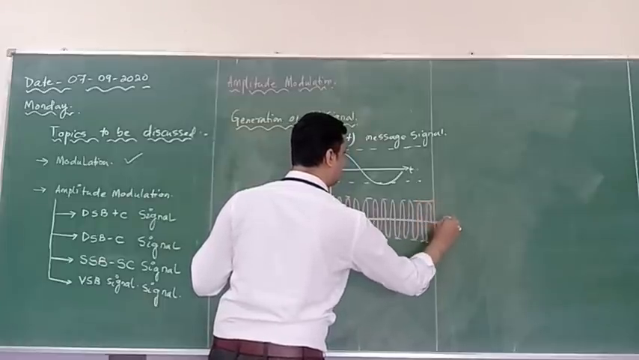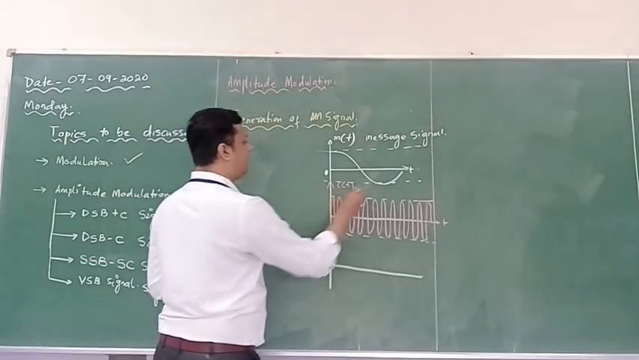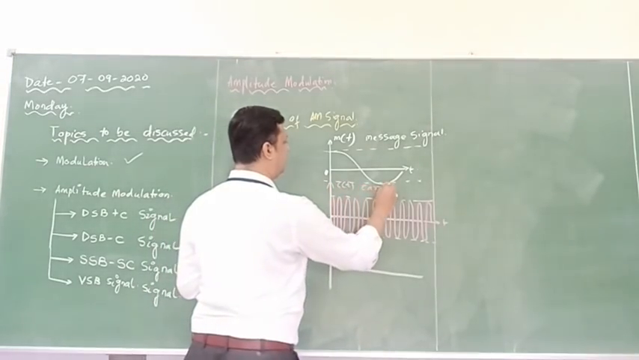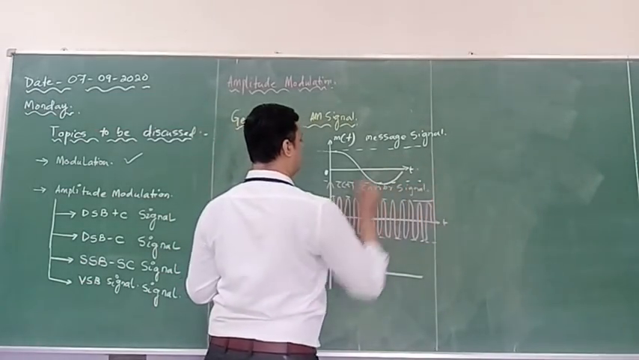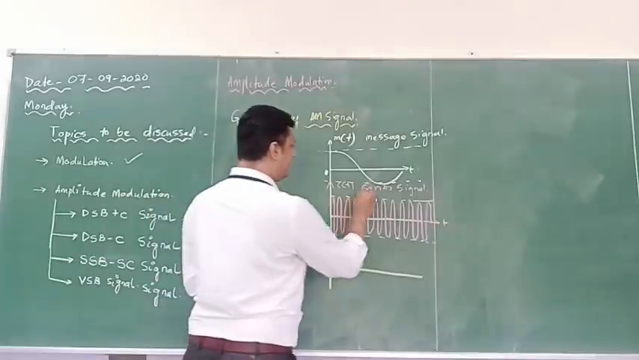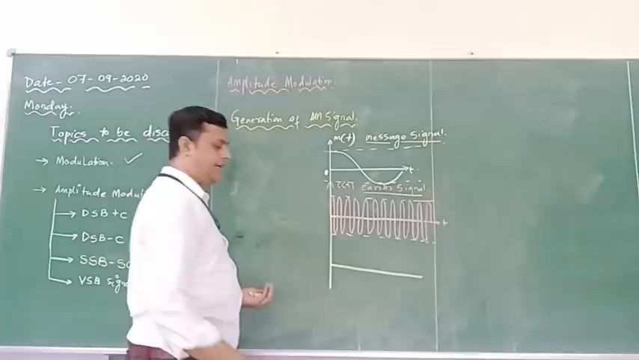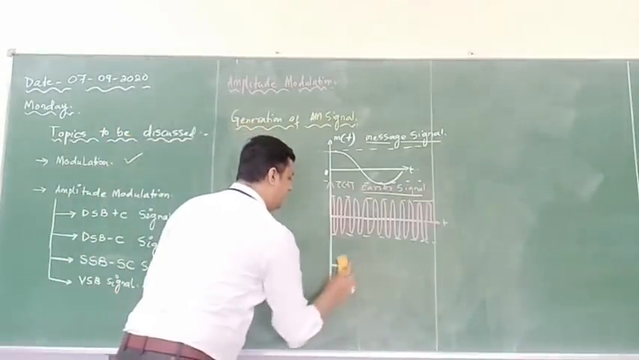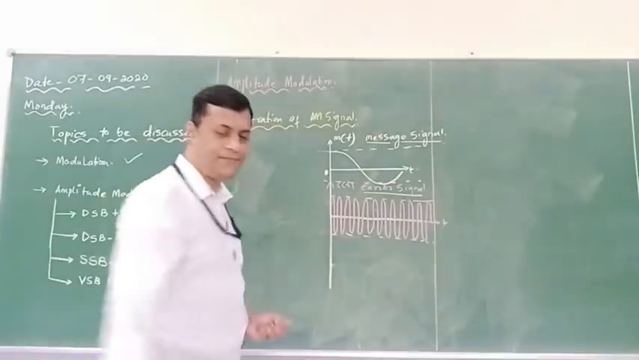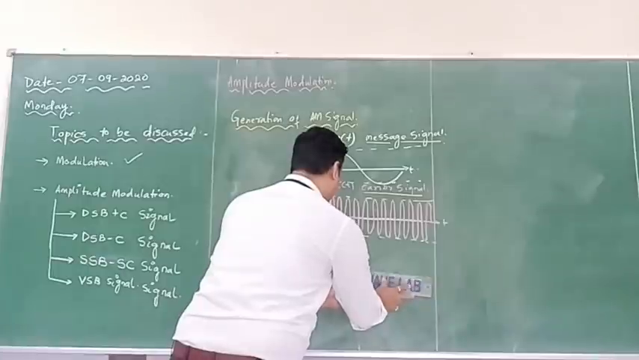So this is my time. Here I will write c of t. This is called carrier signal. Okay. This is the carrier signal. This is the message signal. And then we are going to analyze the modulated signal. Okay. So how we are going to analyze this modulated signal? Let's see.